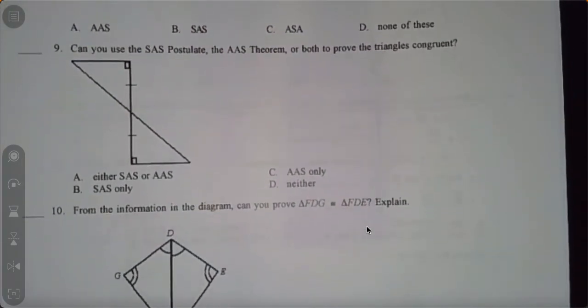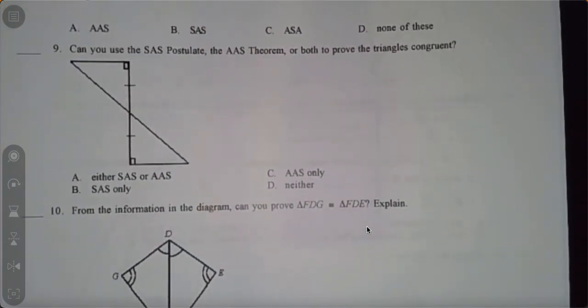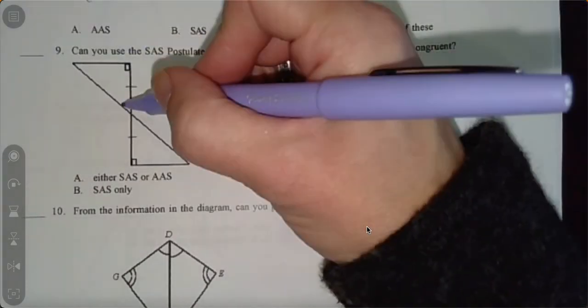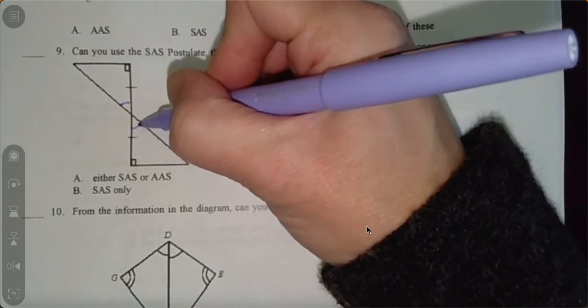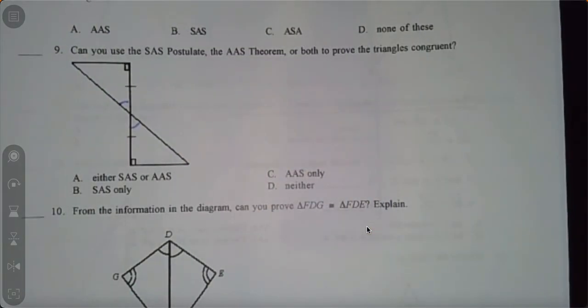I think this one was on either the quiz review or the quiz. Can you use the side, angle, side postulate, angle, angle, side theorem, or both? So what do we know? Well, let's see. You say angle, angle, side. I know that this angle is congruent to this angle. How do I know that? They're vertical angles.